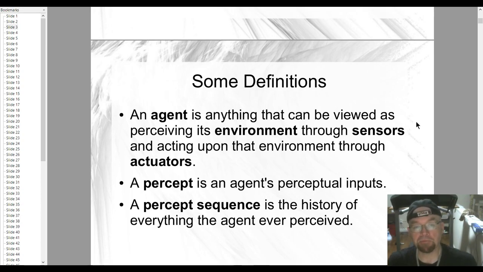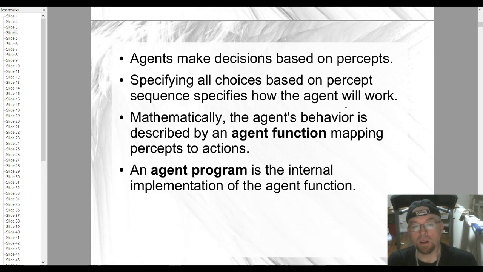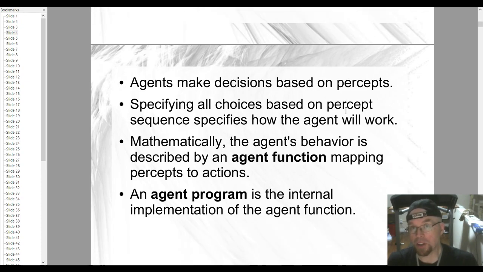So anything you can perceive, percept. The history of all things perceived, percept sequence. Okay, sensors, something that an agent uses to perceive its environment, to absorb the percepts. Actuators, what are those? Those are things that an agent uses to manipulate its environment.